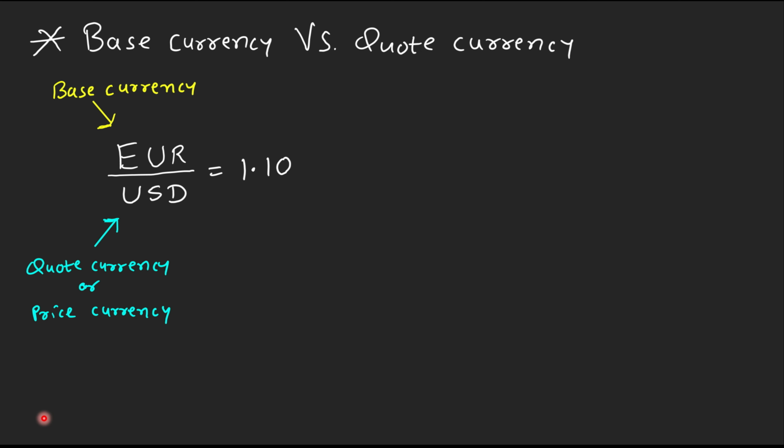EUR over USD can also be written as EUR slash USD, which equals 1.10. It's the same thing, just a different way of writing, more of a stylistic approach. I personally find EUR over USD easier to understand.